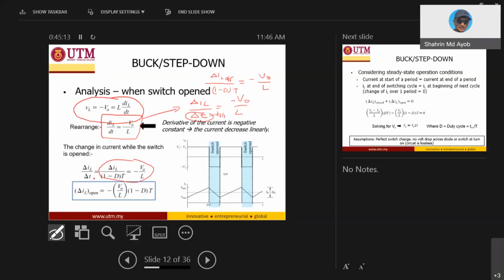Okay, and then I rearrange this equation. So I will obtain my delta IL during off state or open is equal to negative V out over L multiplied with the T off. Your T off is here.